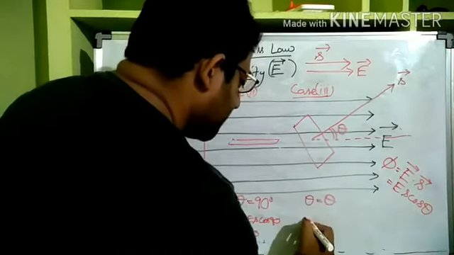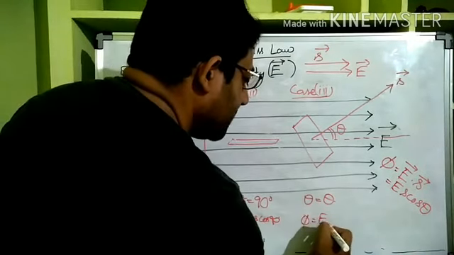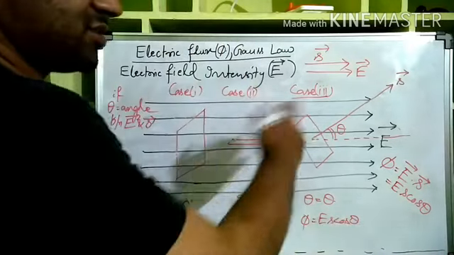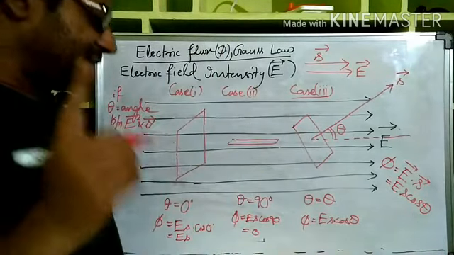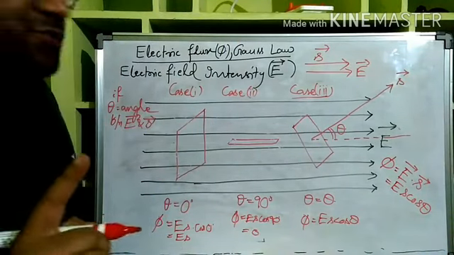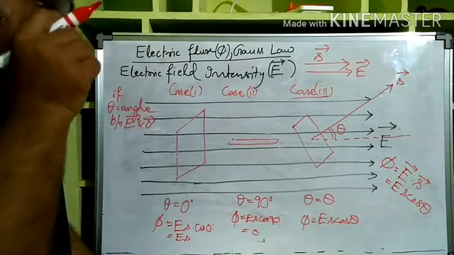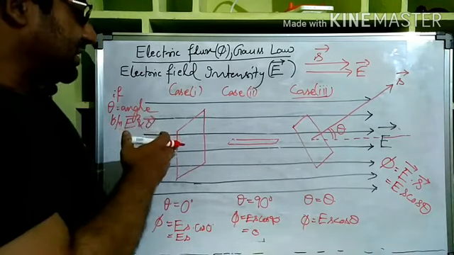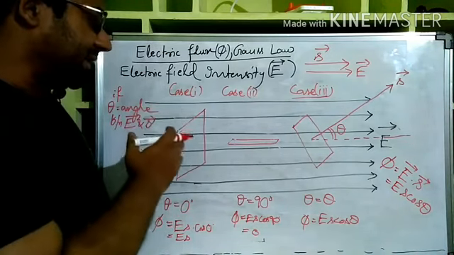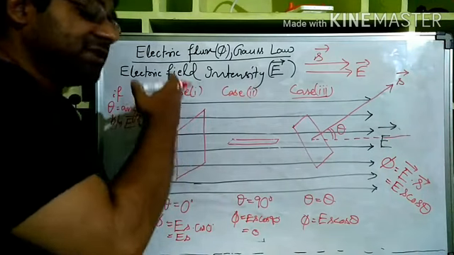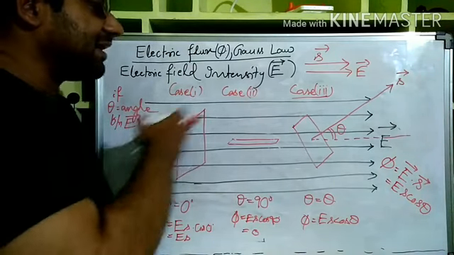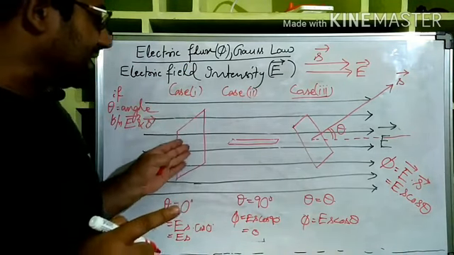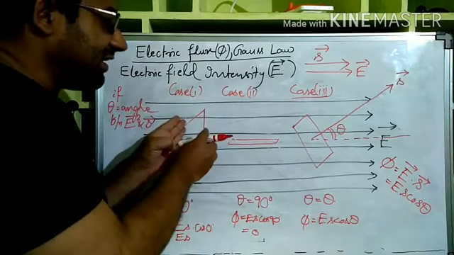And here phi is equal to ES cos theta. Whatever theta is, it depends on the angle. Now listen, here you should be careful about one thing. In some question it may be given that the angle between the plane of the surface and E is 90 degree. If it's given, listen carefully. The angle between the plane of the surface and E is 90 degree.